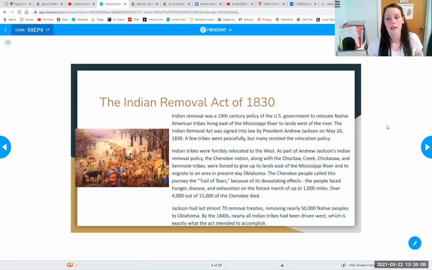Some of them went peacefully, and not all of them actually ended up moving. But this is where the event that we know of as the Trail of Tears happens. It's just some horrible effects. The Cherokee people got hit the worst of these five tribes. A fourth of their people died along the way, 25 percent of them, one out of every four. It's a large portion of their people that died on the way.